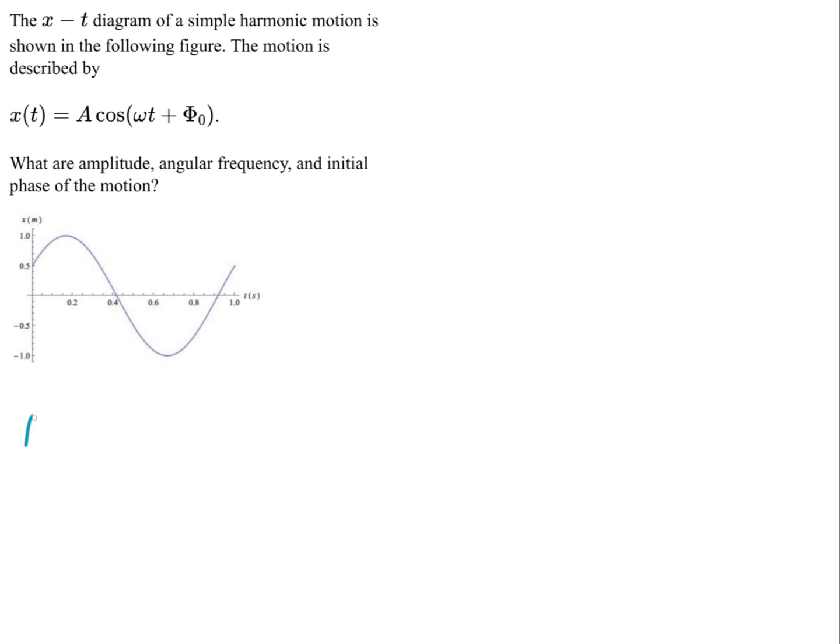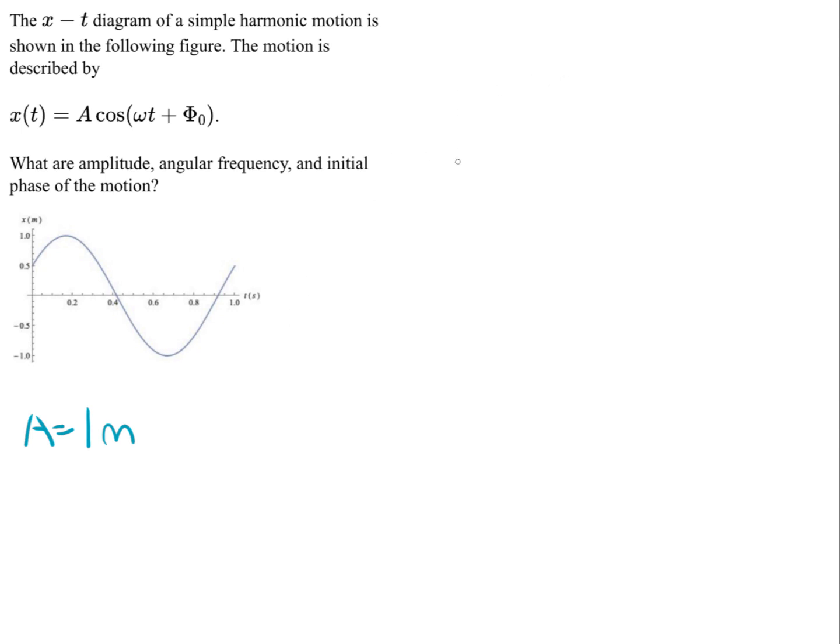So we can directly figure out the amplitude by looking at the picture. If you look at this, you'll see that the peak of the simple harmonic motion is when x is equal to 1 meter. So the amplitude of this motion is 1 meter. Now we need to figure out the angular frequency.